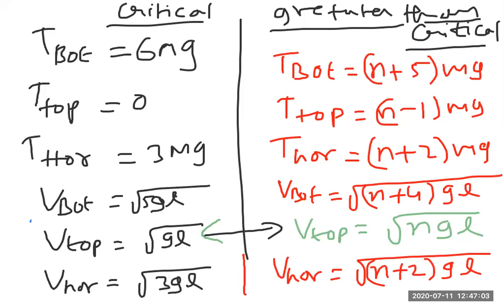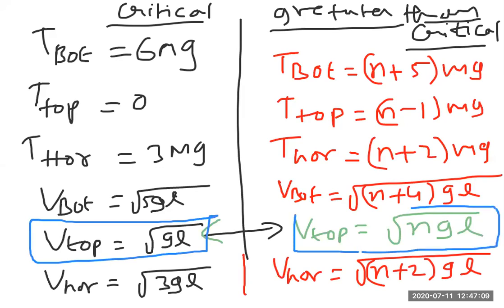We made only one assumption here: V top is root GL, which we have taken as root over NGL. By using this, I can construct all the others. Substituting critical, where N is 1: 1 plus 5 gives 6 mg, 1 minus 1 gives 0, 1 plus 2 gives 3 mg. Velocity: 1 plus 4 gives root 5 GL, and 1 plus 2 gives root 3 GL.